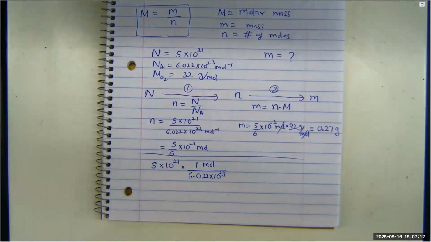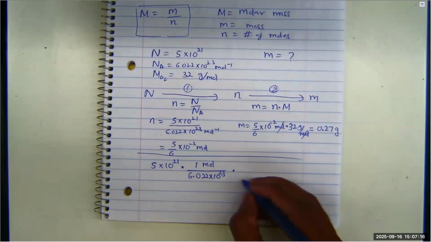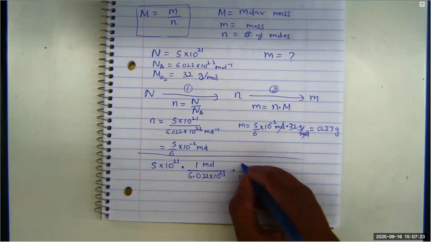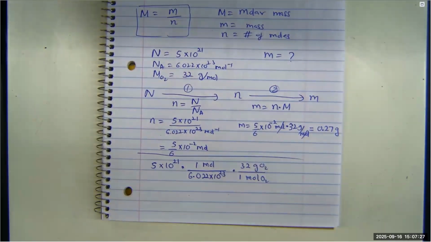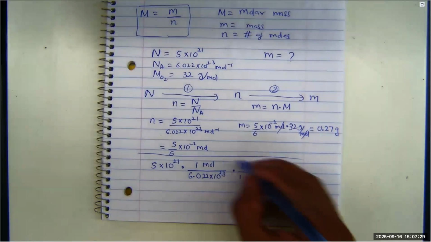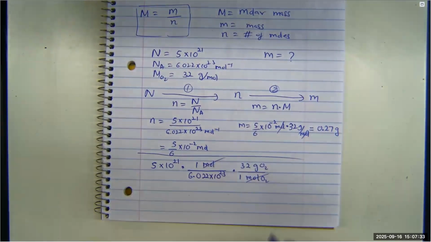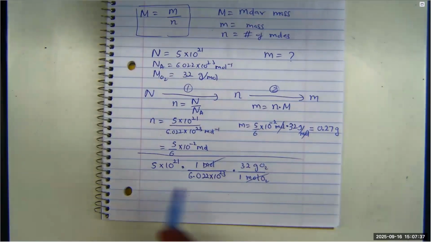But I don't want moles. I want grams. So to get rid of moles, I'm going to have moles in the denominator. I know 1 mole of oxygen is 32 grams of oxygen. So here the moles will cancel out. And then I'm going to have the grams of oxygen, and that's it.